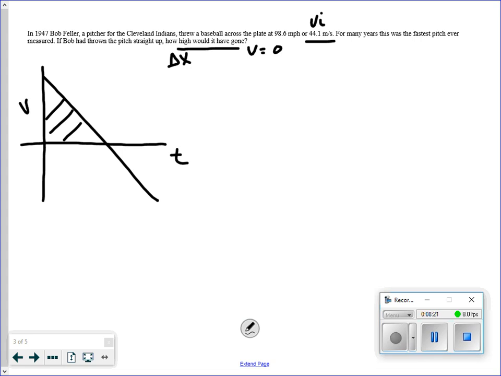That's not very helpful. All right, so 44.1 meters per second would be here. That's my initial velocity. My final velocity would be 0.